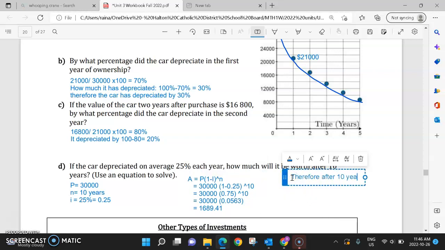So therefore, after 10 years, the value of the car is $1,689.10, which makes sense. It has to be a much smaller number because the value of the car drops down quite a bit. And it also kind of aligns with that graph that we're looking at, because it's going to keep going down, down to below 4,000. By the time it's 10 years, it should be less than 1,000. Okay?